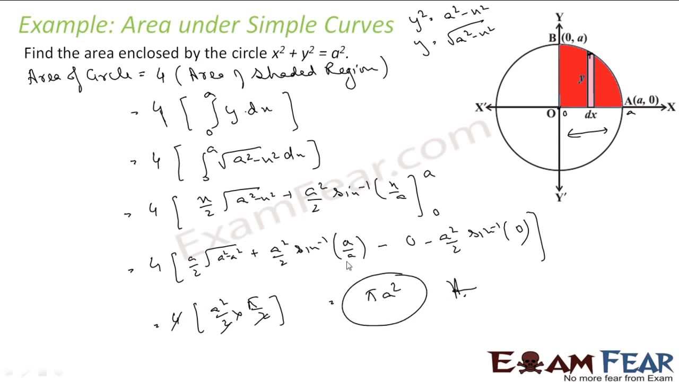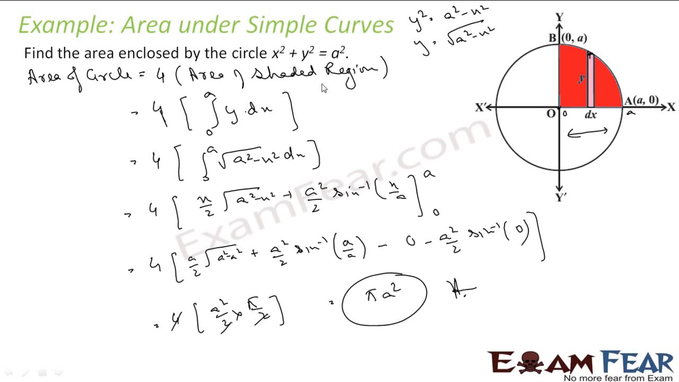And we know that the area of a circle is pi r square. Here r is equal to a. So this means that the answer which we have got is correct. Correct. So what we have done here, we have divided this into 4 equal parts, and then I found the area of this shaded region.